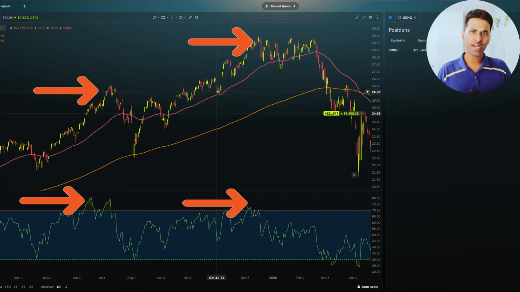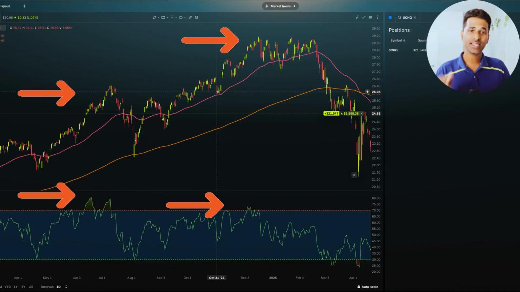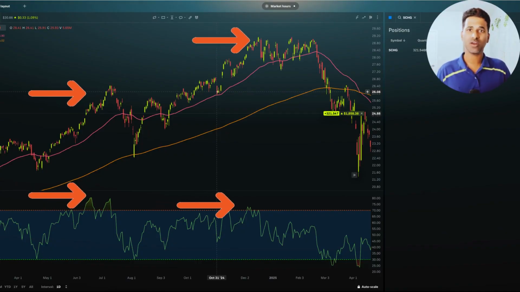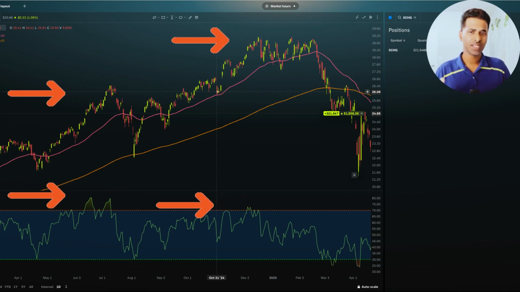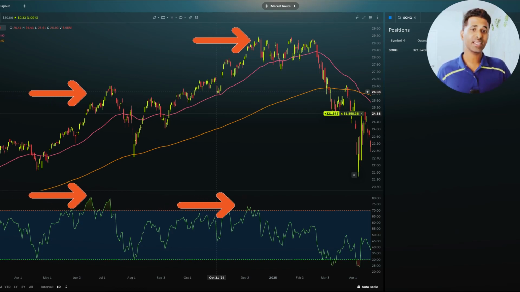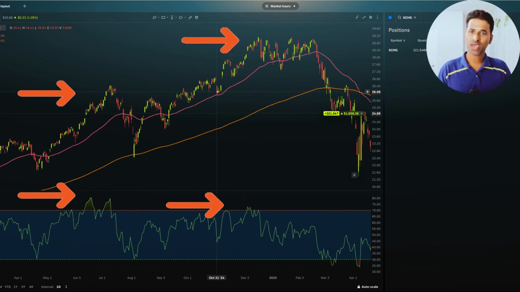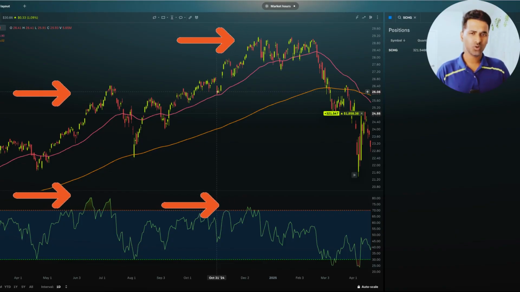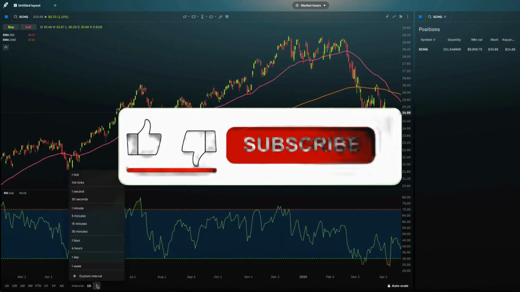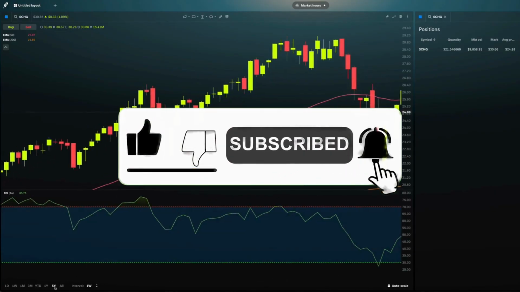You don't need 20 different indicators. Mastering these basics will put you ahead of most retail investors. Sometimes daily charts aren't enough to see the bigger picture. That's where weekly charts come in. To do this, change the interval from 1 day to 1 week. Now each candle represents a week's worth of trading.